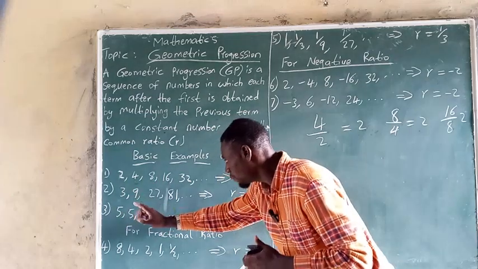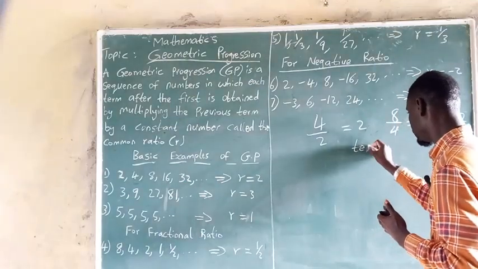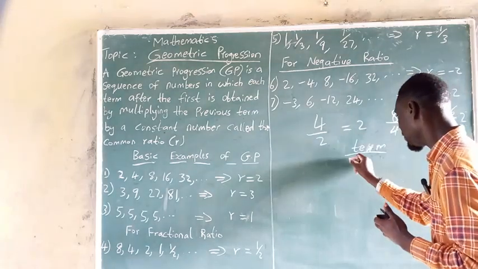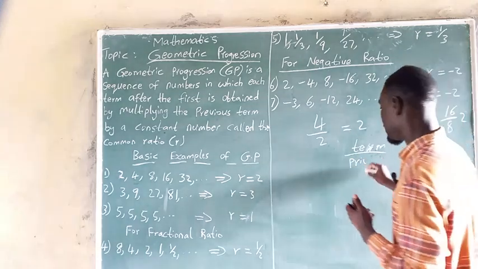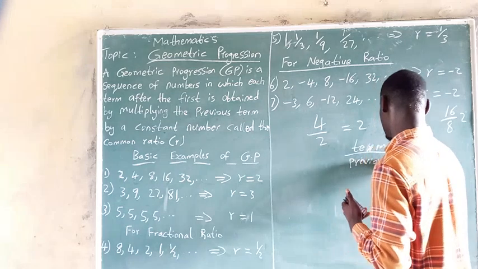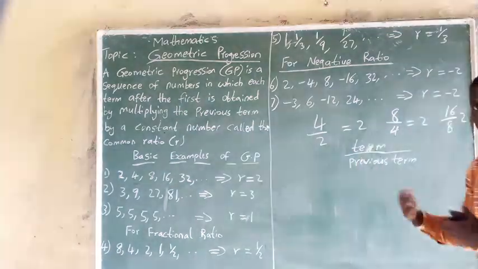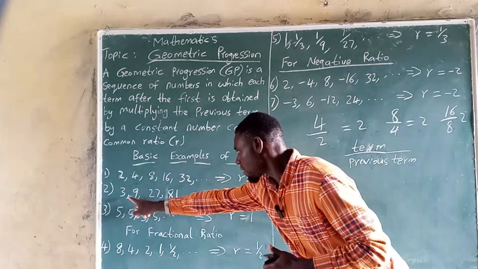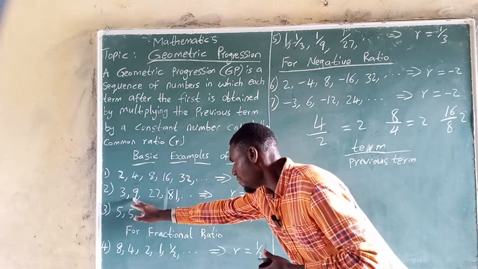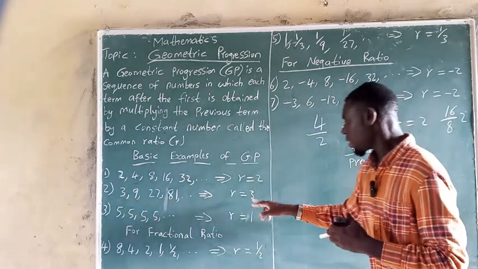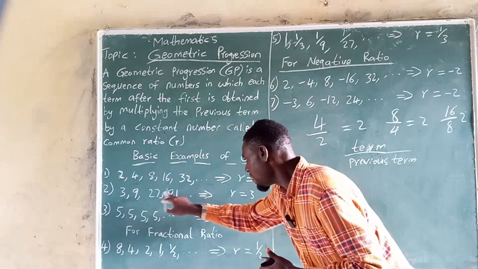Observe, if you use this 9, remember, the formula is each term divided by the previous term. This is the formula. As we go further, I'm going to elaborate more on it. Now watch. This is 3 and 9. We skip the first term and come to the second term. We have 9 divided by 3. You observe that you have 3. 27 divided by 9, you observe that you have 3. 81 divided by 27.